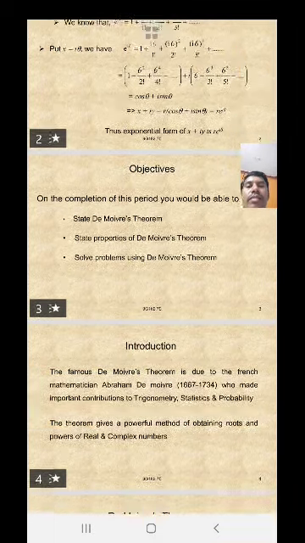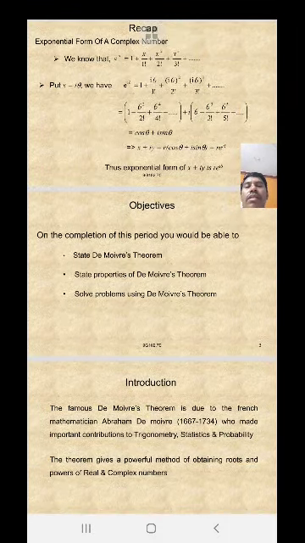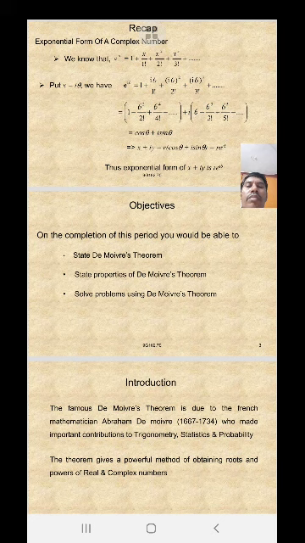Objectives. On the completion of this period, you would be able to state De Moivre's theorem, state properties of De Moivre's theorem, solve problems using De Moivre's theorem. De Moivre's means it is a name of the scientist.